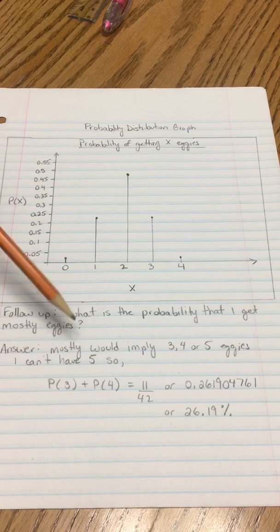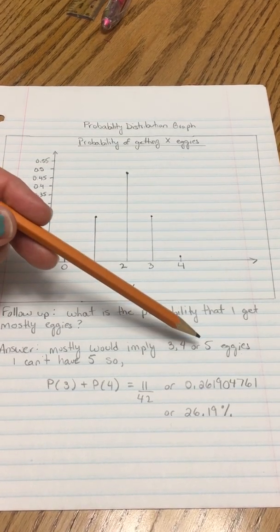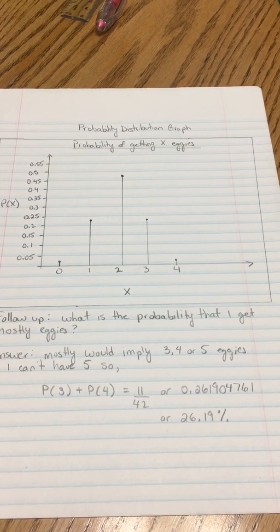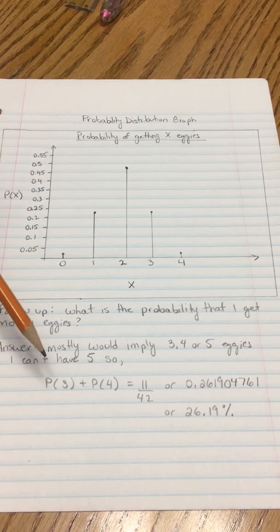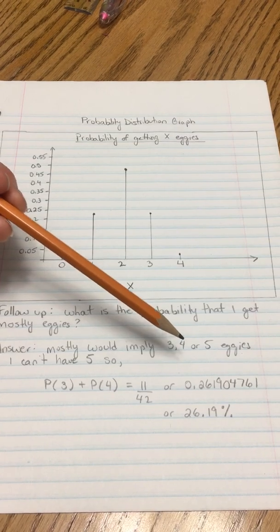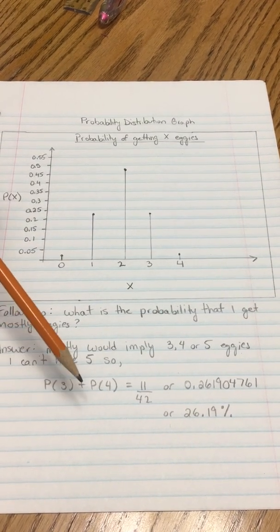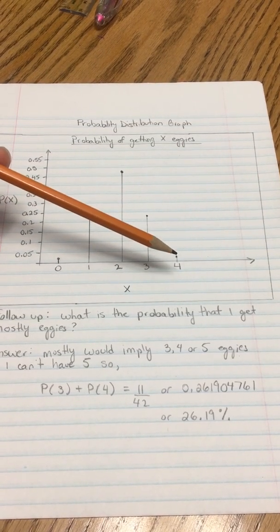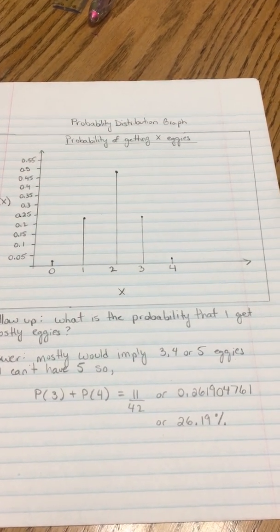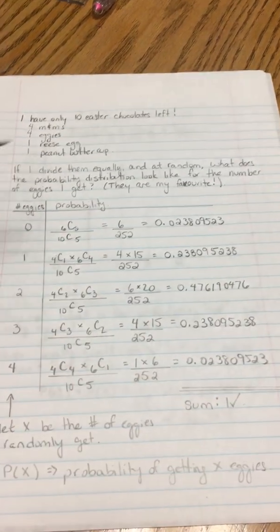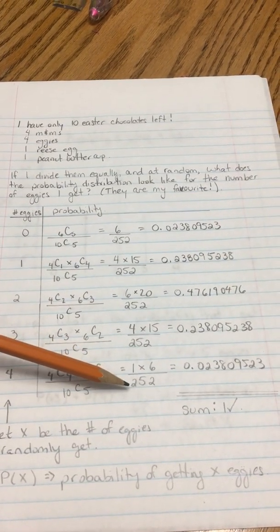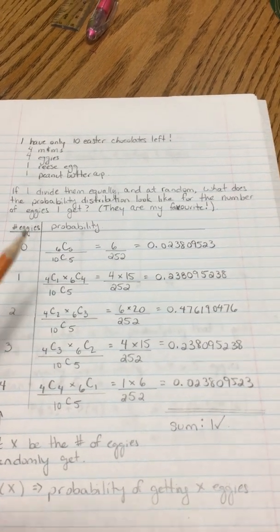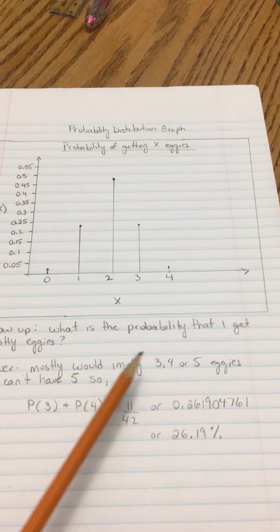Now, mostly Eggies would imply 3, 4, or 5 Eggies, because obviously if I only get 2 or 1 or 0, that's not most of them. So I can't have 5. That means I either get 3 or 4. So the probability that I get 3 Eggies plus the probability that I get 4 Eggies, I added the height of this bar plus the height of this bar. Or you could think about it that I added 6 over 252 plus 4 times 15 over 252 together, and I got 11 over 42.